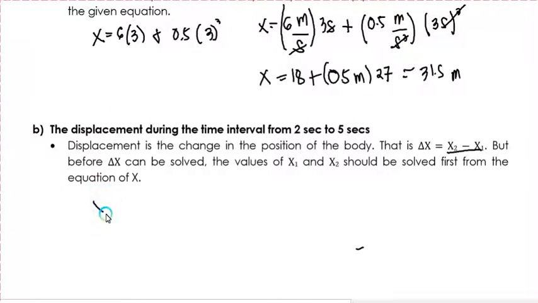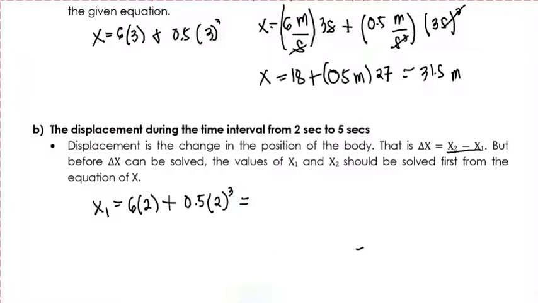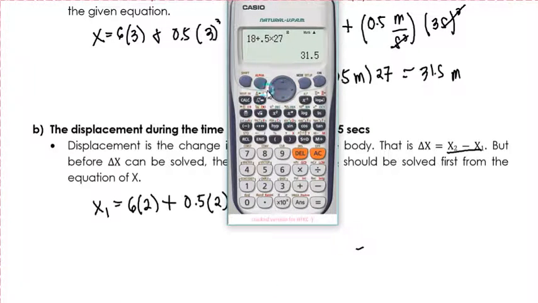So, we have x sub 1 and x sub 2, and we just need to find their values. So, we have x sub 1 is equal to, we just substitute directly. So, we have 6 multiplied by 2 plus 0.5 times 2 cubed. Since this will be 2 cubed, this will be multiplied by 8.